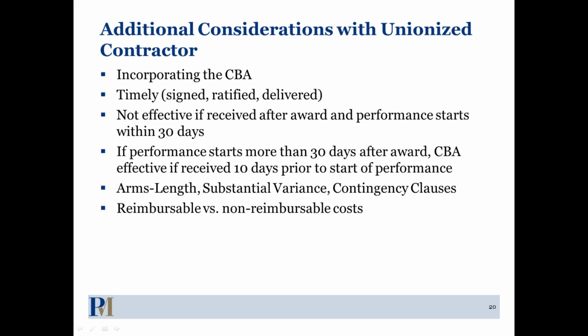If the government thinks that there's an arm's length issue or a substantial variance issue, meaning the wages are too high for the locality, there's a process by which the agency has to submit that issue to the Department of Labor within a certain amount of time. And then the Department of Labor actually makes that determination. And there might even be an administrative hearing. So a contracting officer can't just say, sorry, contractor, you're out of luck. There's a process that goes through DOL in order to make that determination. So the contracting office doesn't have ultimate authority over that.